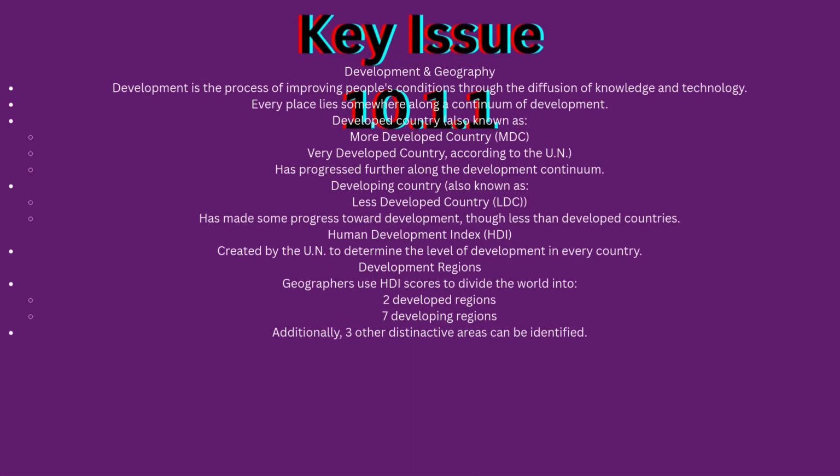Development is the process of improving the conditions of people through the diffusion of knowledge and technology. Every place lies at some point along a continuum of development. A developed country, also known as a more developed country (MDC) and referred to by the UN as a very developed country, has progressed further along the development continuum.